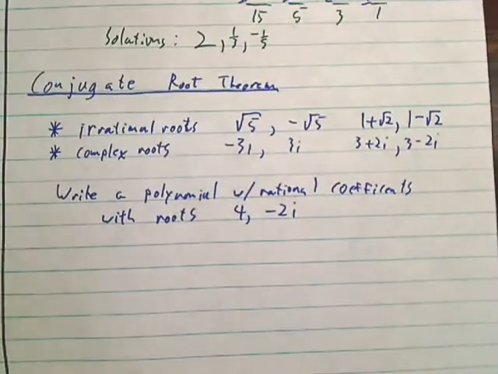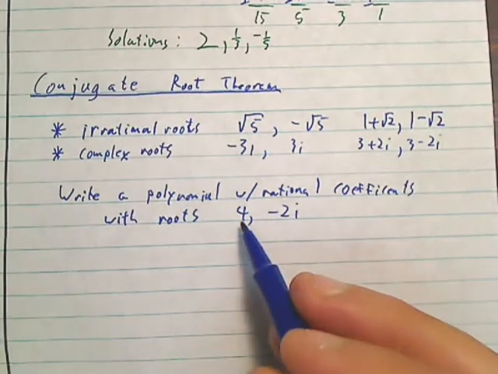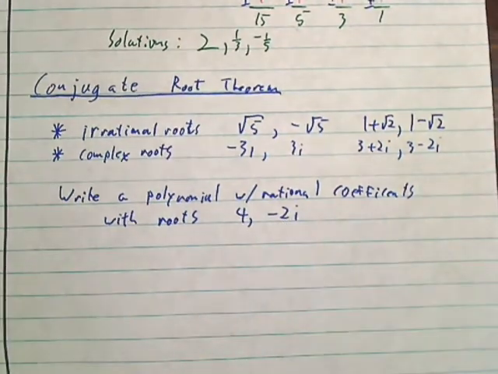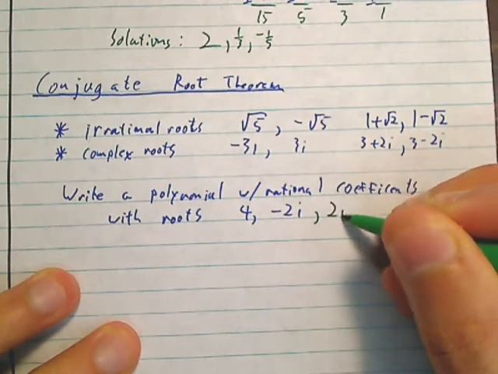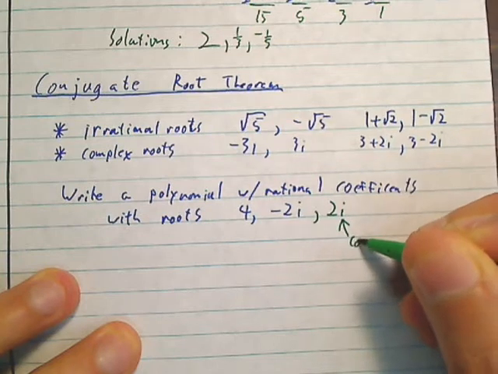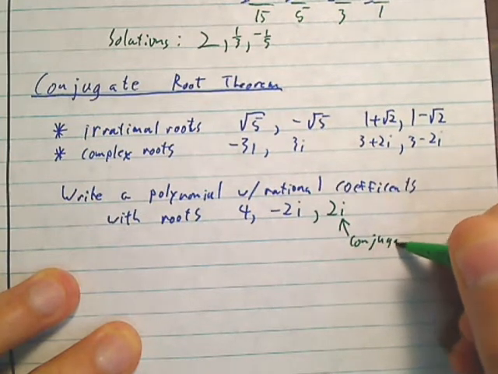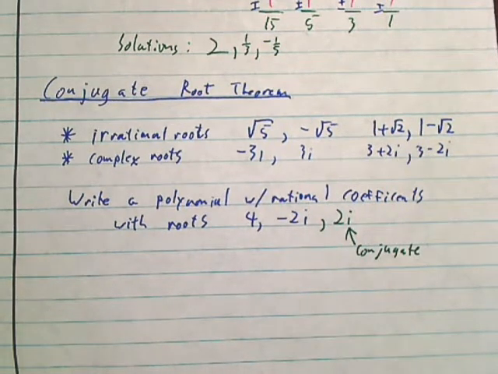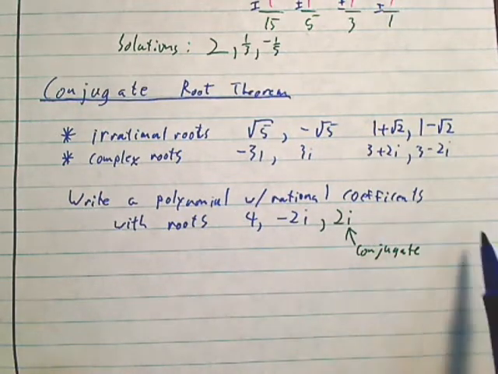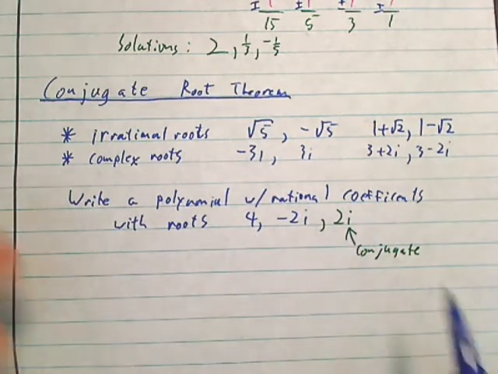I want rational coefficients, so I have to add another root here. I can't just have 4 and negative 2i. I also have to add on, and let me add it on with a different color, I also have to add on positive 2i. This is the conjugate. Okay, this is like that pair right there. Okay, you can always reference one of those pairs up there. Okay, so write a polynomial with rational coefficients with these 3 roots now.